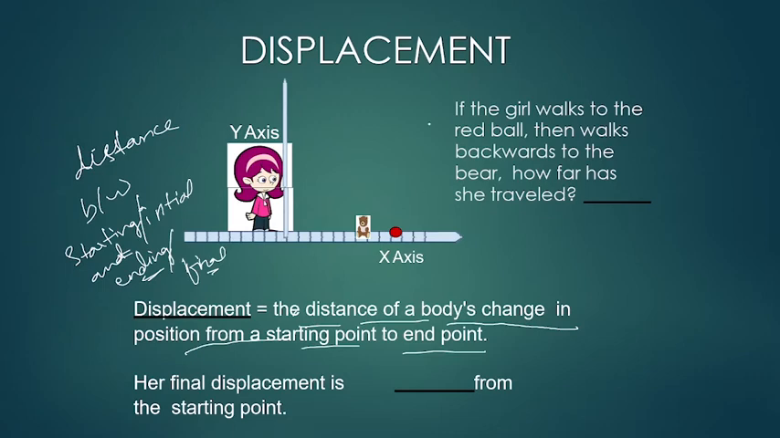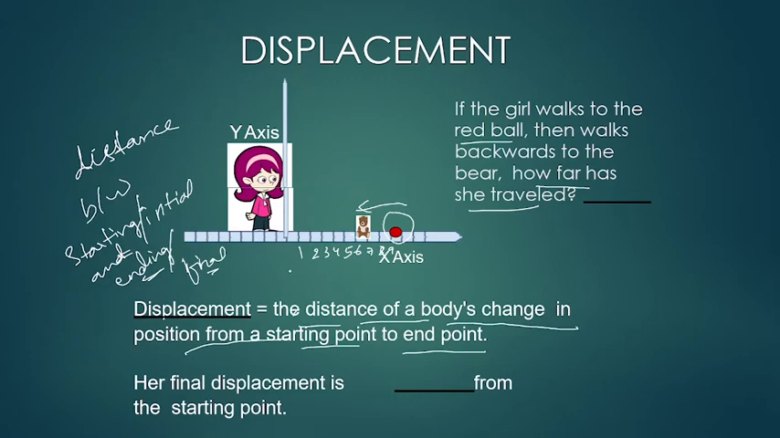Here in this picture we have a girl who walks to the red ball. This is the red ball. Okay, and then she walks backwards towards the teddy bear. Now what we have to see is how far she has traveled. Let us label this 1, 2, 3, 4, 5, 6, 7, 8, 9. Okay, how far she has traveled?